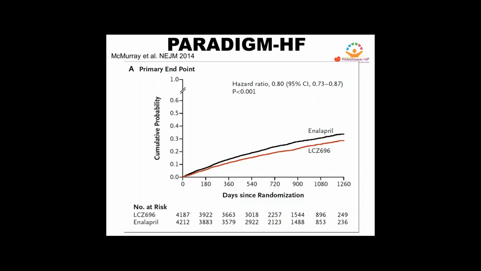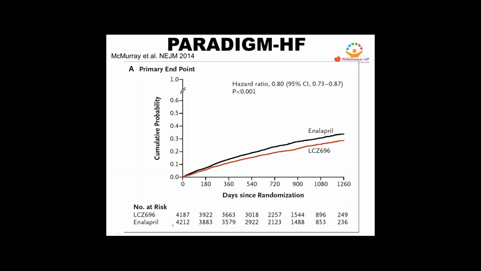The main study, the PARADIGM-HF trial, was completed by Novartis a few years ago and published in the New England Journal of Medicine. It was a head-to-head trial comparing enalapril to LCZ696, with the primary endpoint of heart failure hospitalization or mortality.